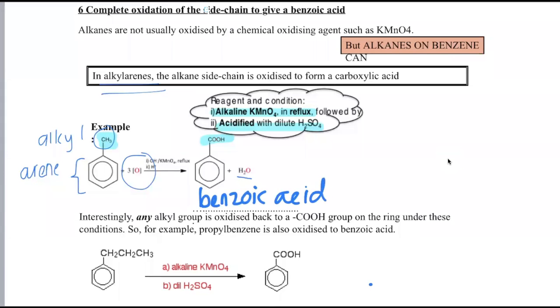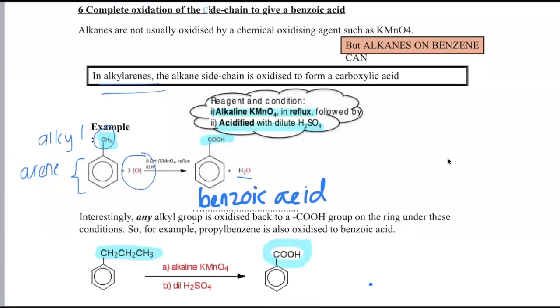Okay, the next section you will see that interestingly, any alkyl group is oxidized back to a carboxylic acid group. So it's not just your methyl group. If you use propyl, butyl, what else? Octyl, decyl, etc. As long as it is an alkyl group, it will be oxidized to a single COOH. But we don't look at the equation because obviously it's a little bit harder to balance out the equation.